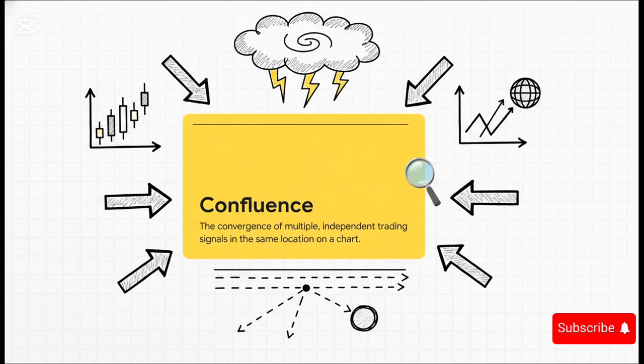Just think of it like a perfect storm on your chart. It's a single spot, a single price level where a bunch of different, and this is key, independent reasons to take a trade all come together at the same time. This creates an area of massive interest.